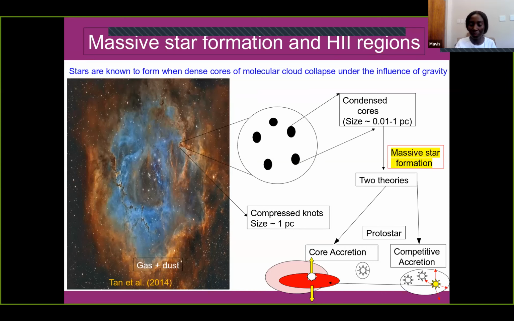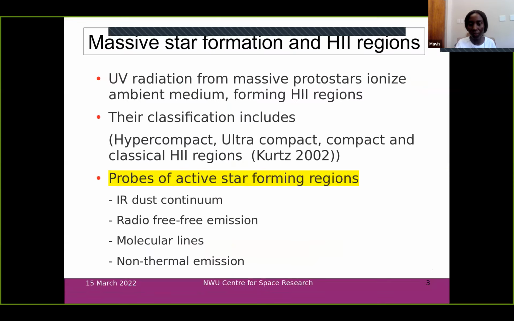So the protostar that has enough mass would produce radiation called UV radiation. And this UV radiation ionizes the ambient medium in the regions where they are formed. This is how HII regions are formed, and their classification is based on their sizes. Depending on the ionizing source, if the source is single, usually you have what we call compact HII regions, and those are also classified based on the evolutionary stages where they form.